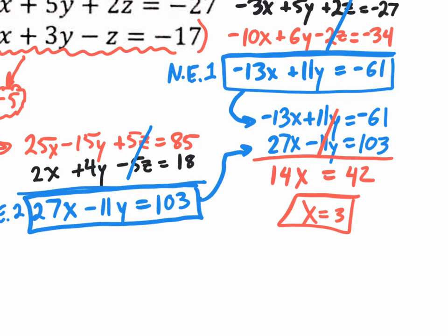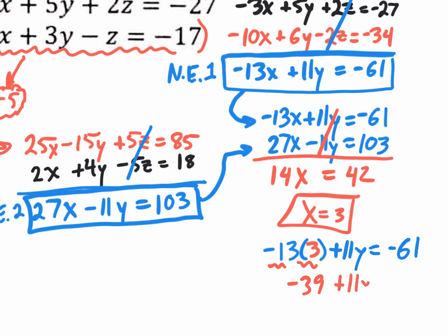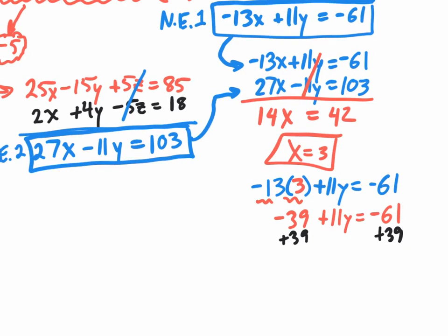So let me rewrite that top equation of the new 2 by 2. Negative 13, but instead of x, I put parentheses and I'm plugging in that 3, plus 11y equals negative 61. So when I multiply this through, negative 13 times 3, that's negative 39. We have a plus 11y equals negative 61. So continuing, we're going to add 39, and we will get 22, ladies and gentlemen.